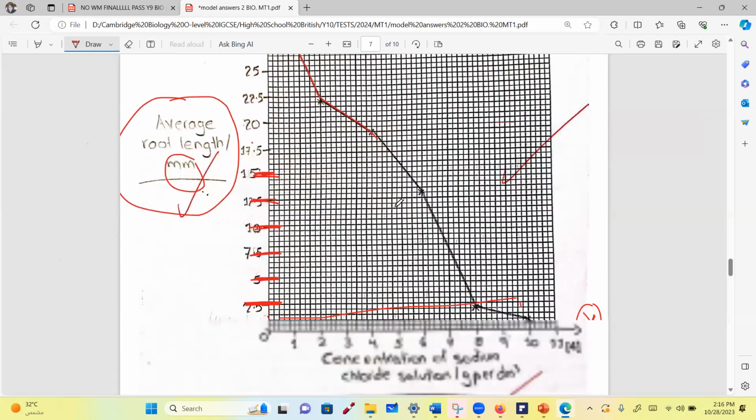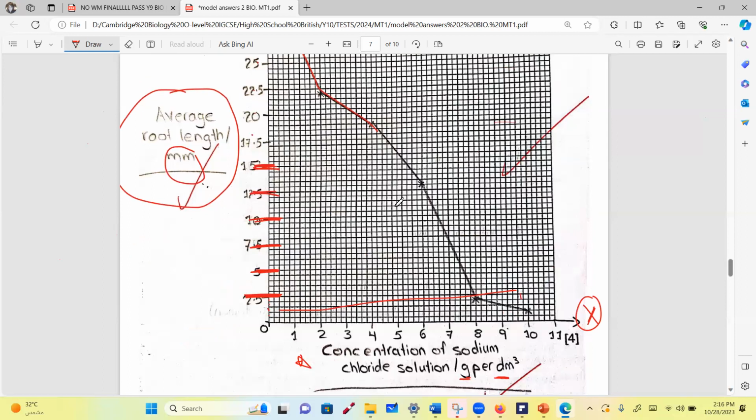I just have to try. If every box was 5, let me finish: 5, 10, 15, 20, 25, 30, 35, 40. Will I use more than half the graph, or will my 33 end here? I will not use half the graph. I used only the lower half. You lose a mark. You have to extend your values.